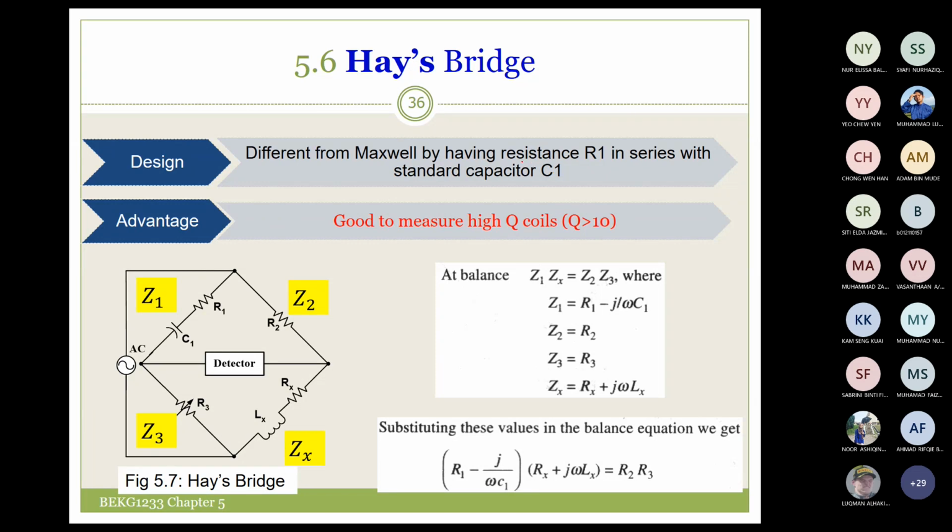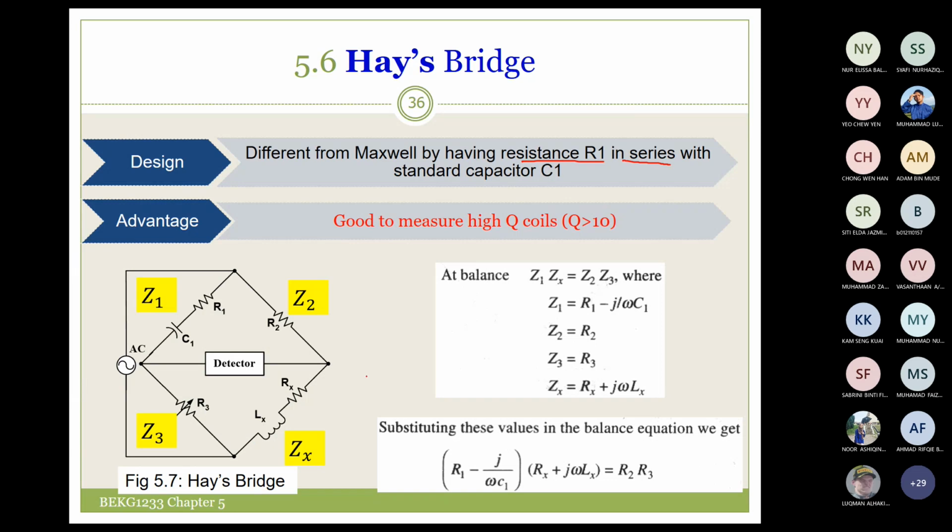This has a resistance R1 in series. Previously in the Maxwell bridge, the R1 is in parallel with the C1. But for the Hay bridge, the R1 is in series with the C1. For the Hay bridge, the others are the same, where Z2 is R2, Z3 is R3, and Zx is Rx and Lx in series.